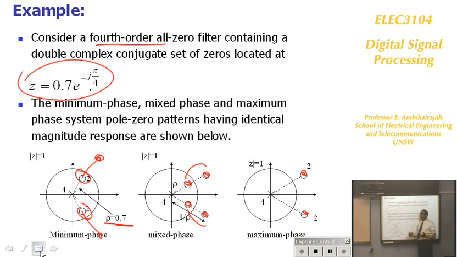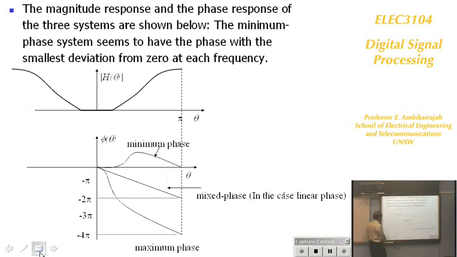If you reflect them, what does that mean? The magnitude response has to be the same. The net phase change for this is minimum. That's what it's called, minimum phase. Net phase change for the mixed one is going to be in between this and this. Net phase change for this is going to be maximum. So how do you do this? Let's plot the graph of magnitude and phase response.